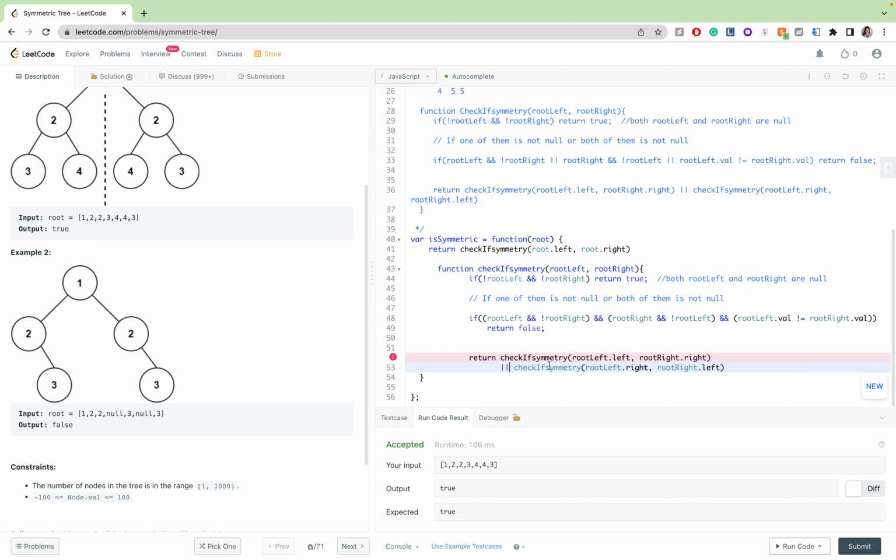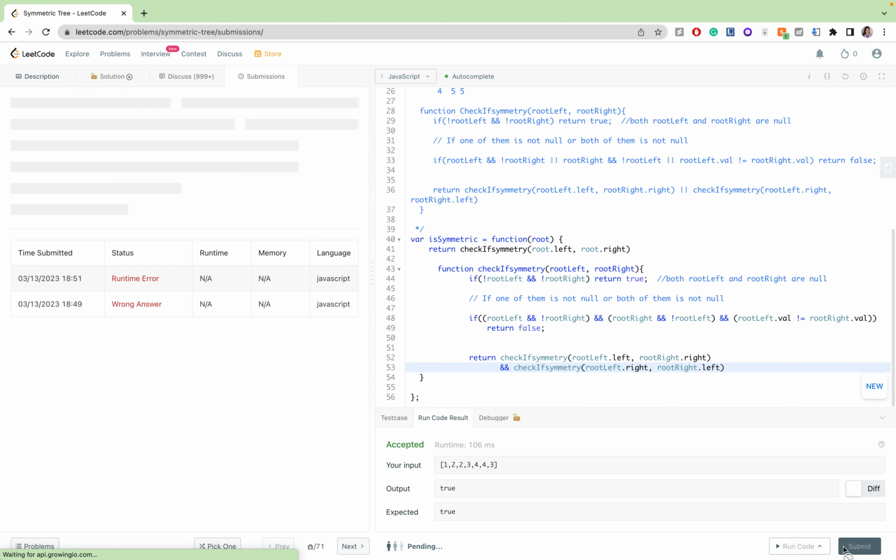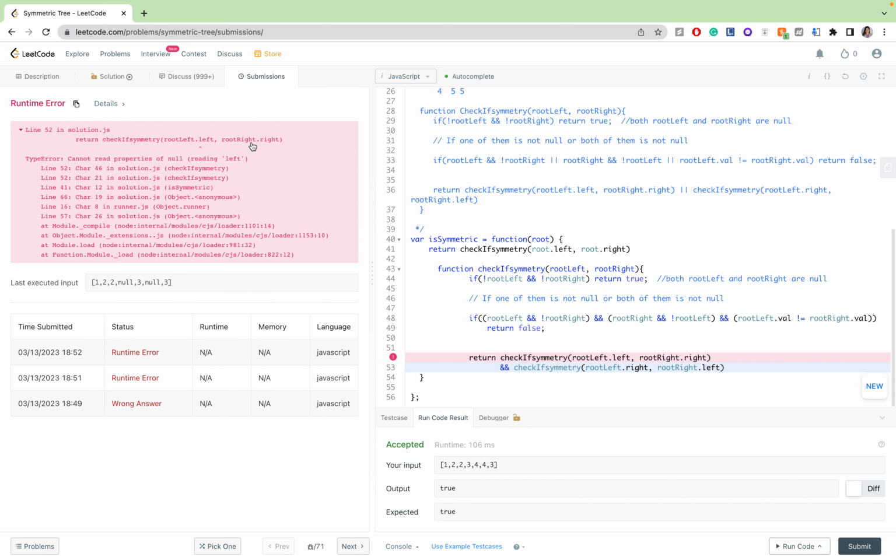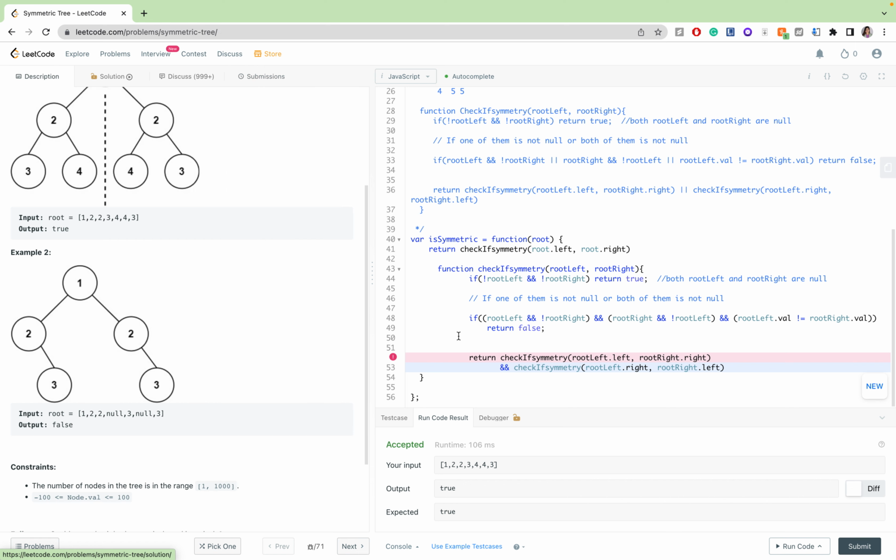I think here also it should be and, right? Because this will return true. And if this returns true, then I should still check another expression if there is and. Yeah. So this is the mistake. Oh no, what? Cannot read properties of null. Wow, is that value null? So root left and root right.